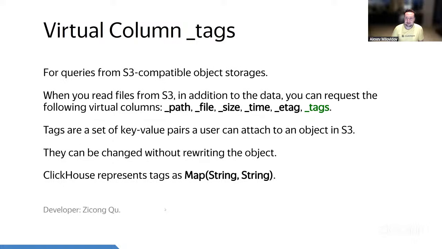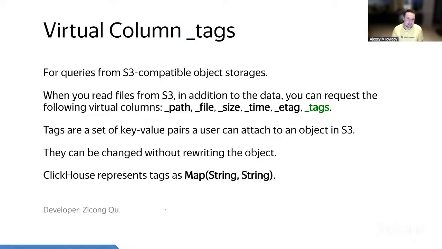Okay, now something, not just a function, something else. A new virtual column for queries from external object storages. S3 compatible object storages, including AWS S3, and GCS, and obviously MinIO, and a lot of other compatible things.